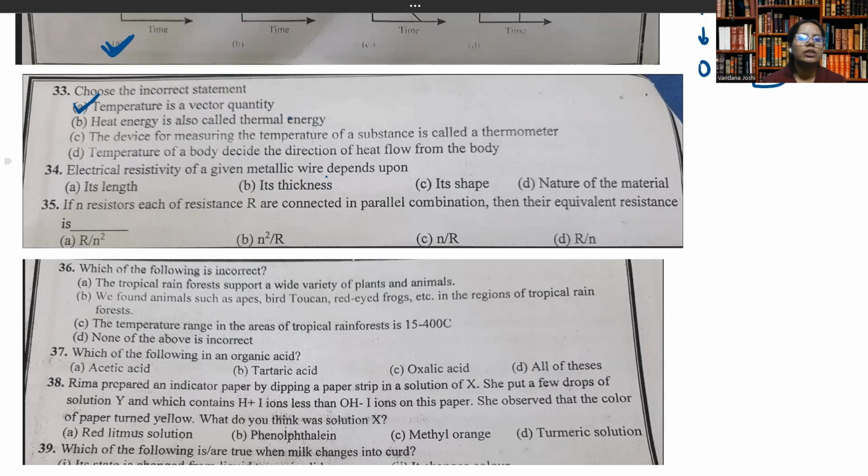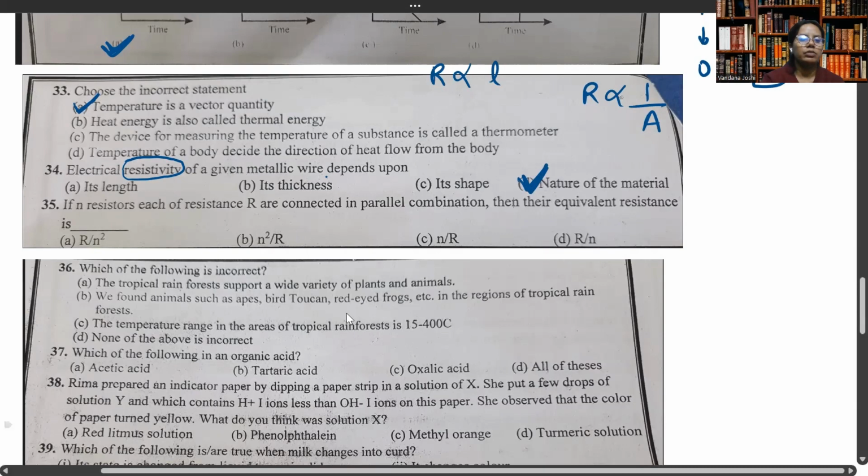Next, electrical resistivity of a given metallic wire depends upon. Now we are talking about resistivity, not resistance. As we know, resistance depends upon length of the wire and also on the area of cross section. But resistivity is a constant, right? So resistivity only depends upon the nature of the material. Regardless of the length and the area, the resistivity would only be changed by the nature of material.